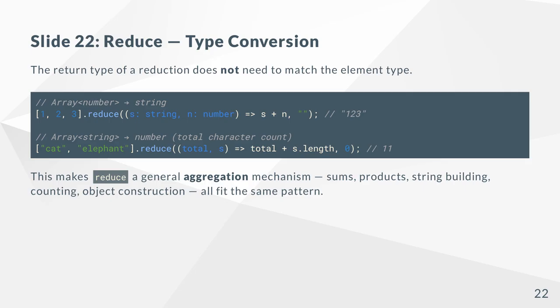The return type of a reduction does not need to match the element type. You can reduce an array of numbers into a string. 1, 2, 3, reduced with string concatenation, gives the string "1, 2, 3". You can reduce an array of strings into a number. The total character count of "cat" and "elephant" is 11. This makes reduce a general aggregation mechanism. Sums, products, string building, counting, object construction all fit the same pattern.